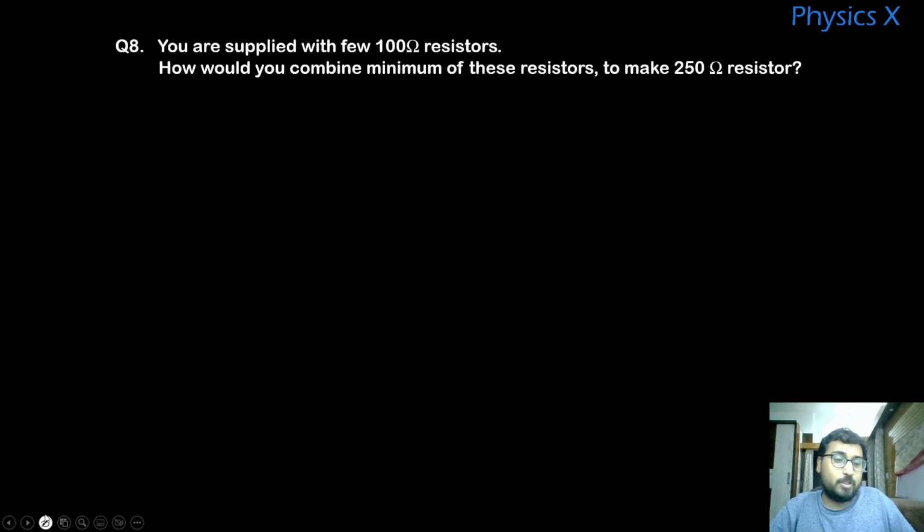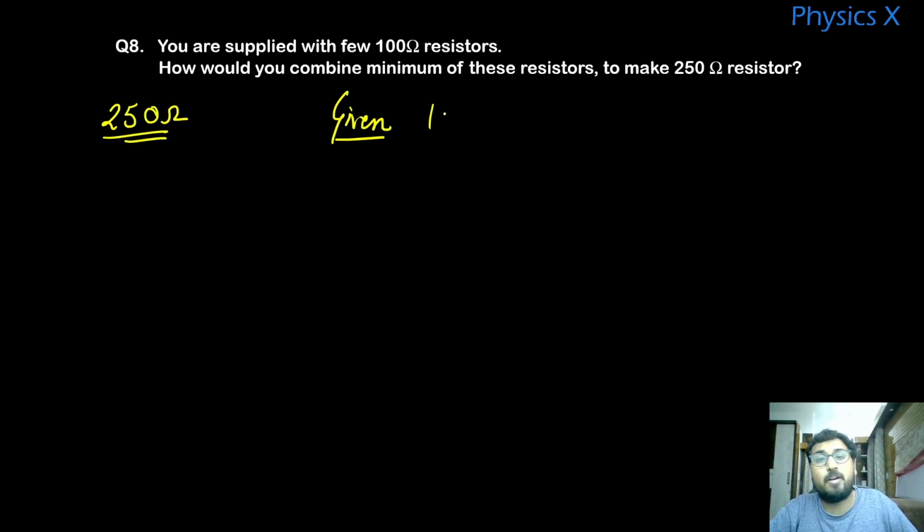Now let us move to this question. You are supplied with a few 100 ohm resistors. How would you combine a minimum of these resistors to make a 250 ohm resistor? So your target is to make a 250 ohm resistor, and you are given 100 ohm resistors.